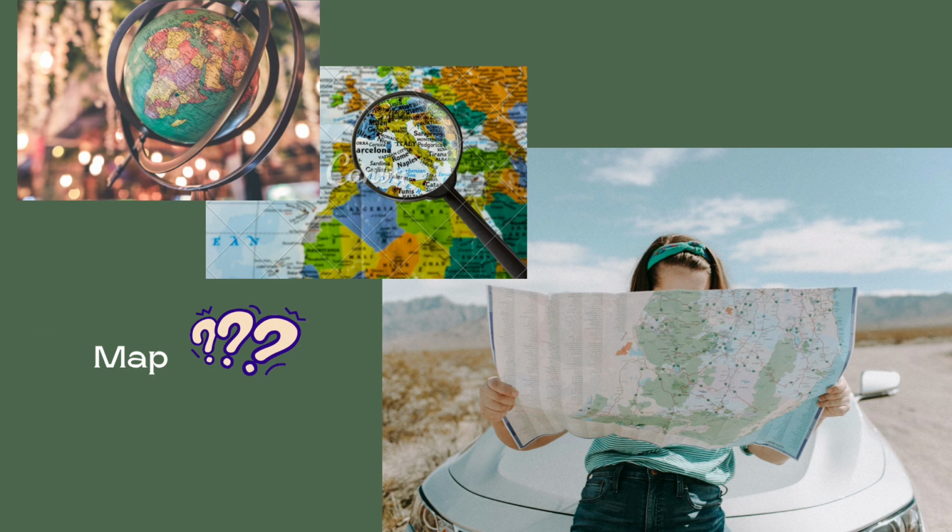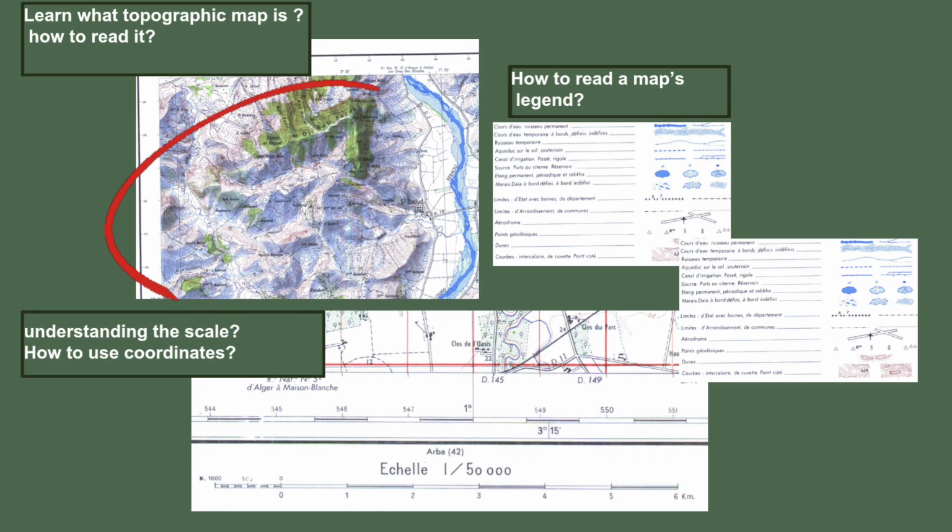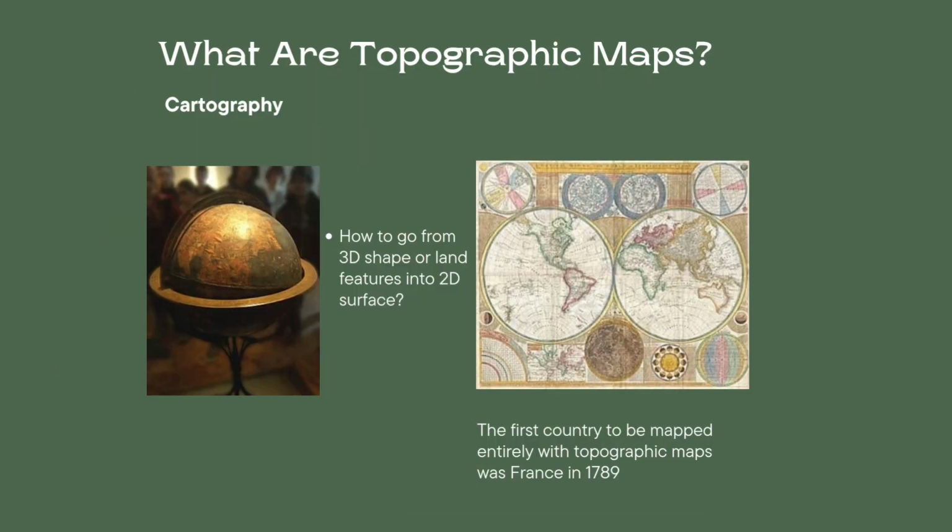In this video, we're going to see what a topographic map is and how to read it, how to read a map's legend, understanding the scale, and how we use the coordinates of a point. Let's start with the definitions. Cartography is a science of representing part of the Earth's surface graphically at a smaller scale, showing physical features. A topographic map is a precise description of the terrain.